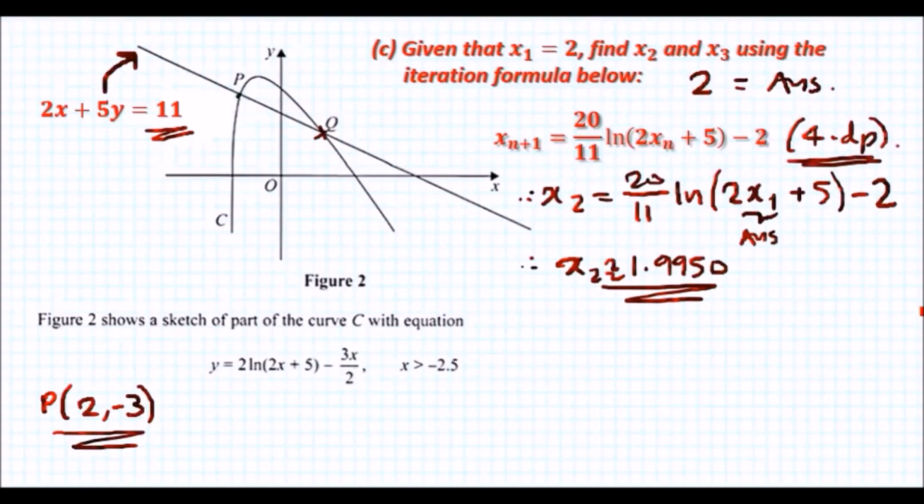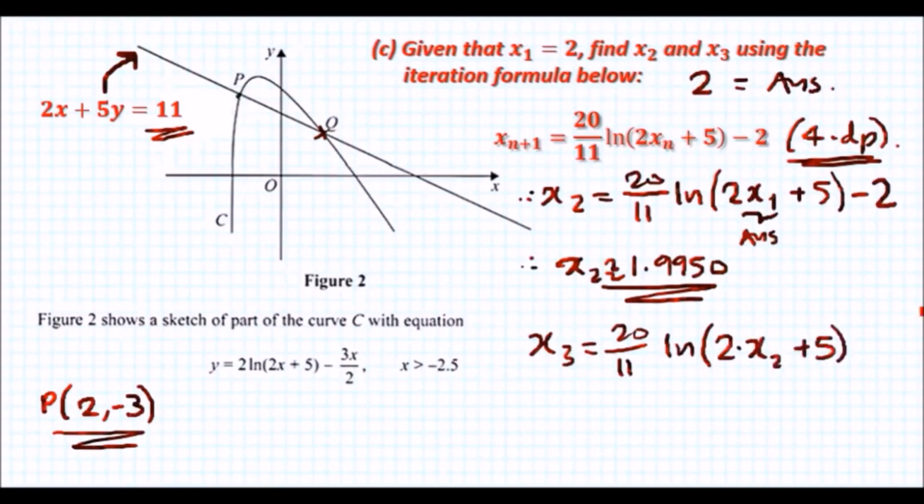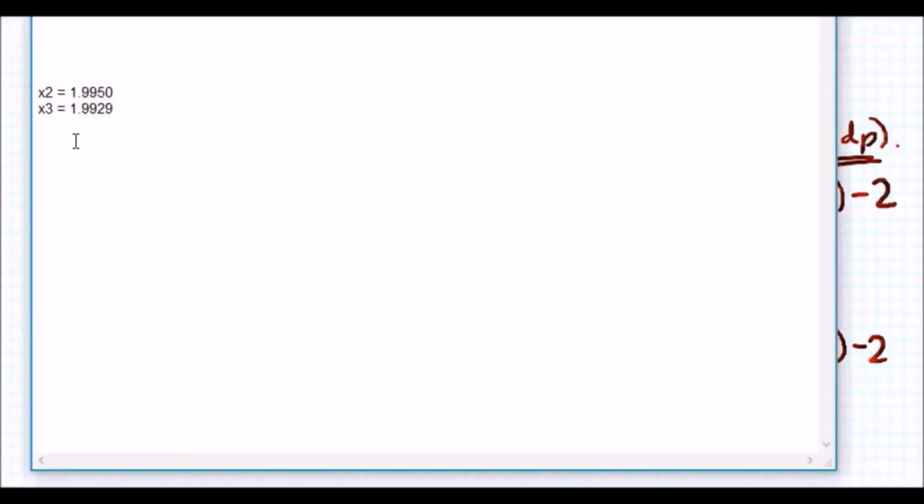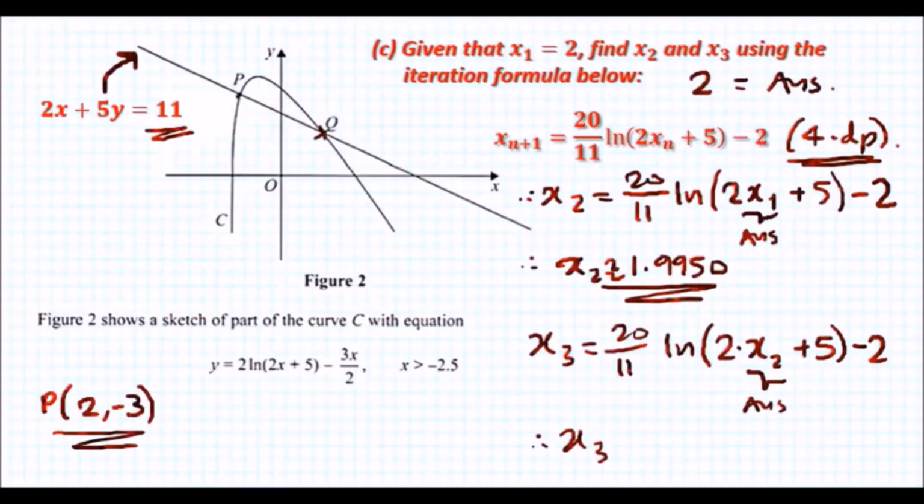Now do the same for x3. For x3, we have 20 over 11 times the log of 2 times x2 plus 5, minus 2. Using your answer value, which should already be there, you just press equals again, and your answer for x3 should be 1.9929. That's really it, guys. Nothing more to iteration. You just plug and go.